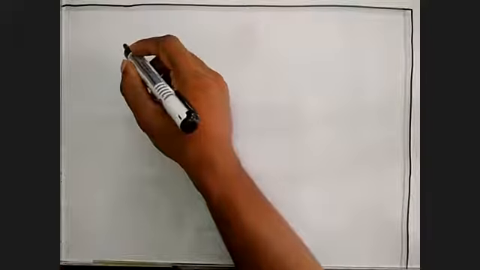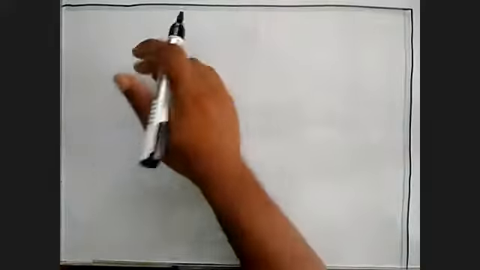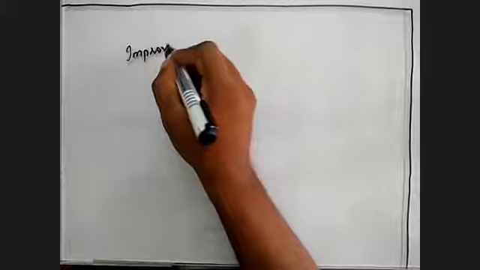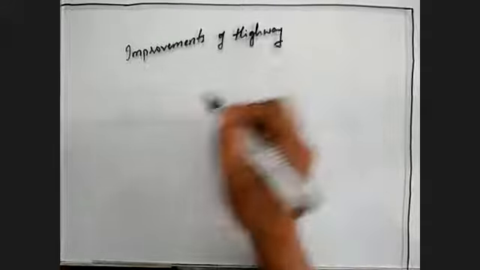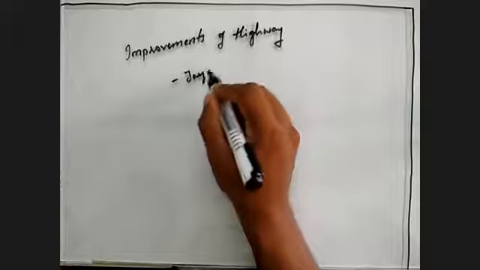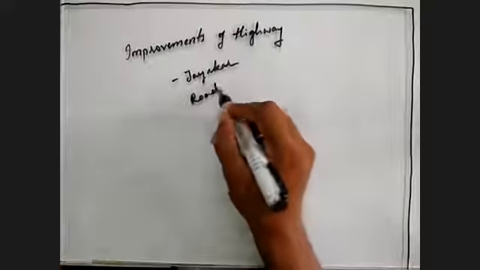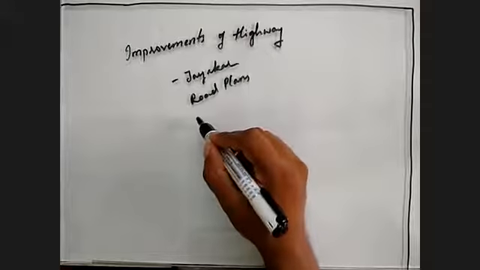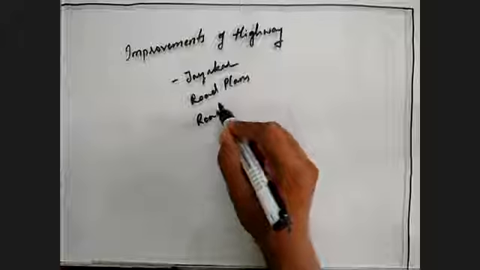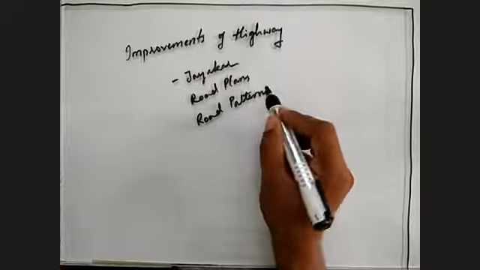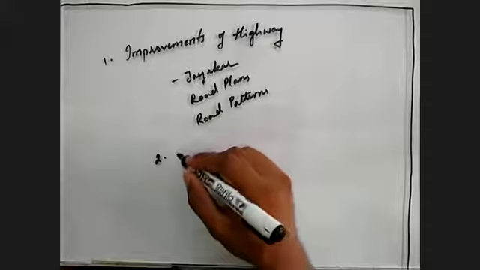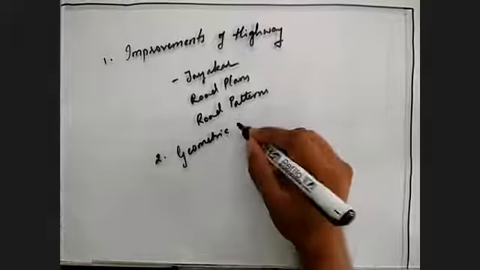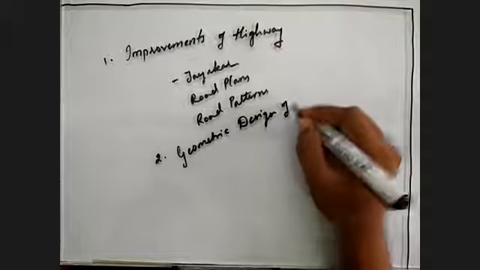I just want to give you a brief introduction of what we have discussed so far. In the previous classes, number one, improvements of highway. In that we discussed the JCAR recommendations, road plans and road patterns. So this is the first unit, and the second unit we are discussing is the geometric design of highway.